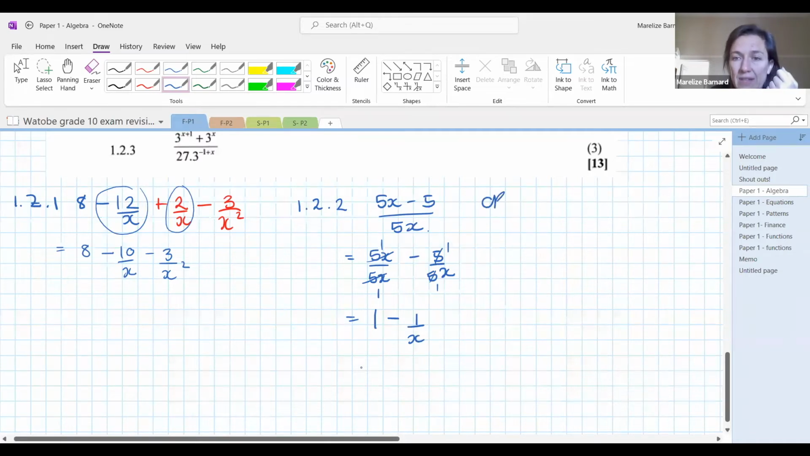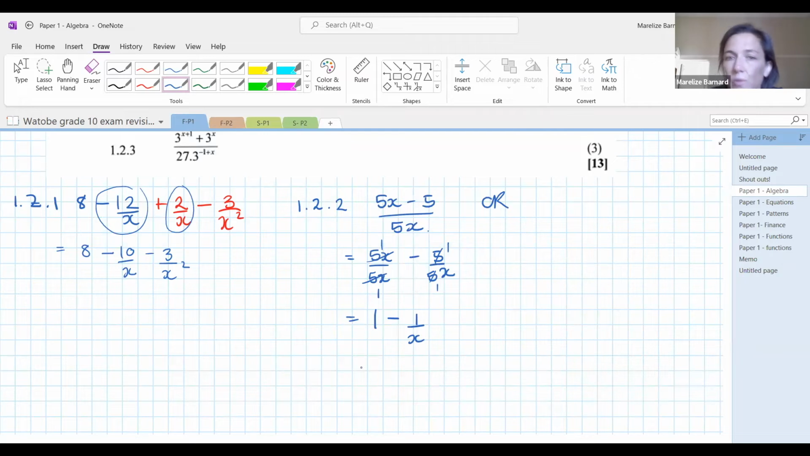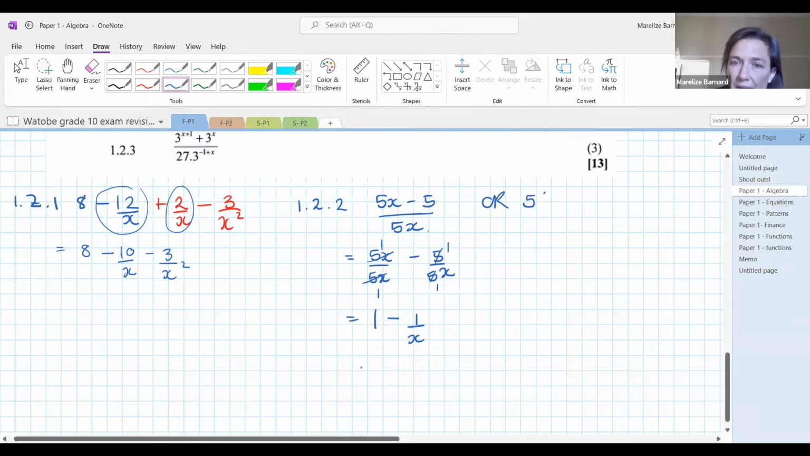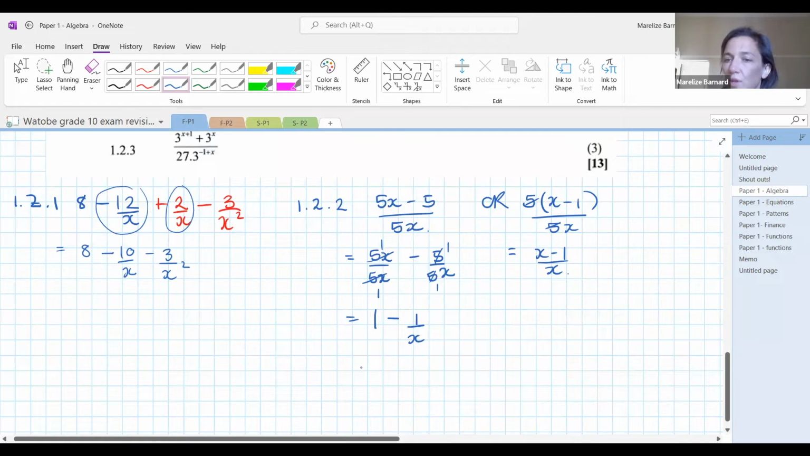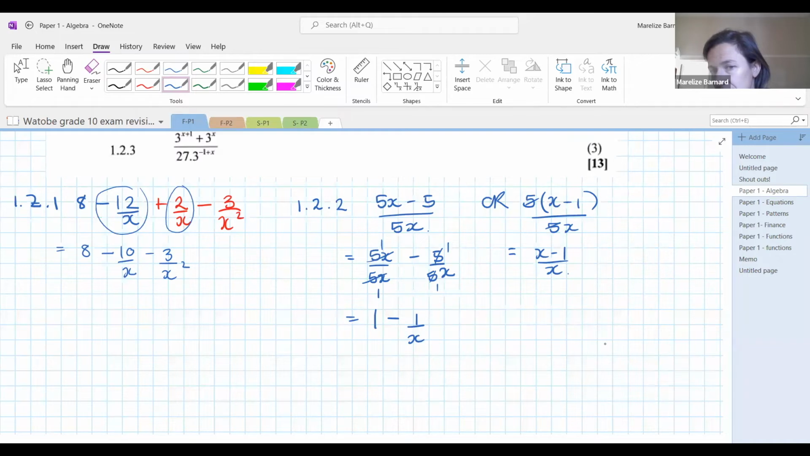What you could also have done, I don't know if anyone did this, but you can factorize the numerator. So you can take out 5 as a common factor, and then you're left with x minus 1 over 5x. And then you can cancel the 5s, and you have x minus 1 over x. Also perfectly acceptable. Okay, so if you did either one of those, let us know. Put it in the chat if you got a thumbs up for either one of those solutions.